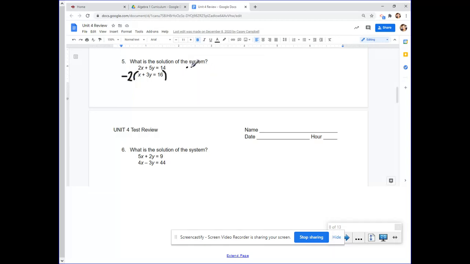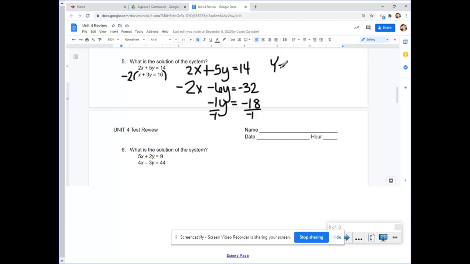So I'm going to keep the top equation exactly how it was, 2x plus 5y equals 14. And then the bottom equation, I'm taking everything times negative 2. So that would be negative 2x minus 6y equals negative 32. So my x's cancel. You're left with negative 1y equals negative 18. Divide by negative 1, divide by negative 1. You know that y equals 18.